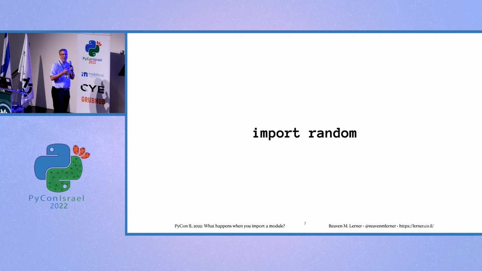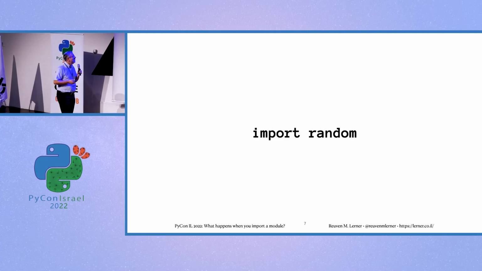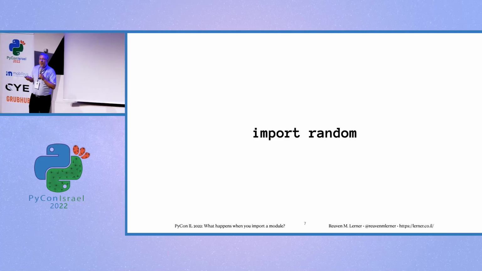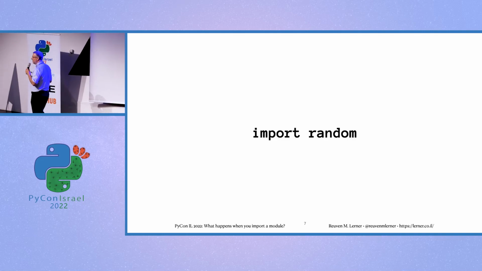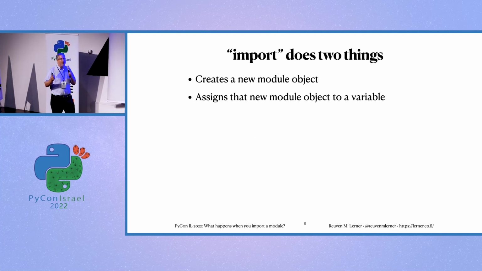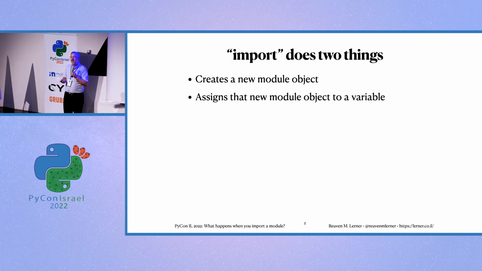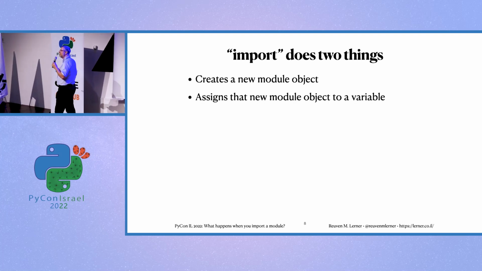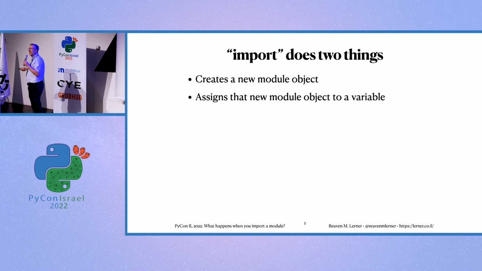Import random. There we go. Randomness at play right there. So I say import random. What is actually happening behind the scenes when I do this? Well, the first thing to realize is that import is actually doing two different things. It, first of all, creates a new module object. Remember that everything, absolutely everything in Python is an object. And so it makes sense that modules are objects as well.